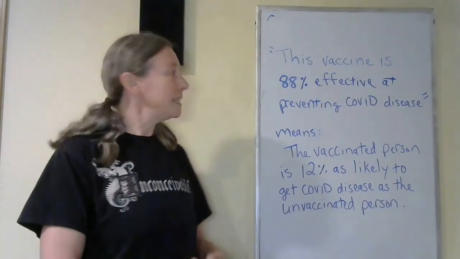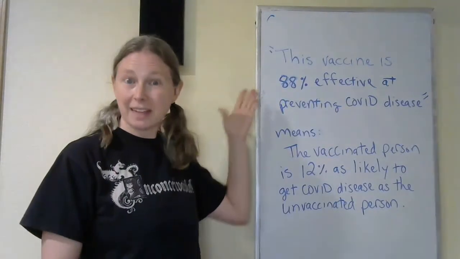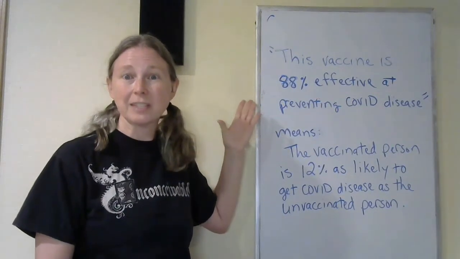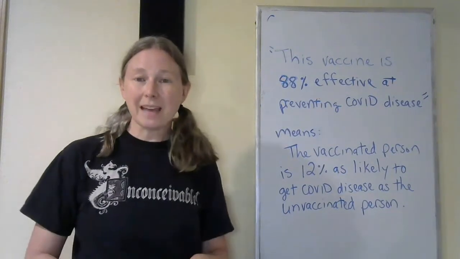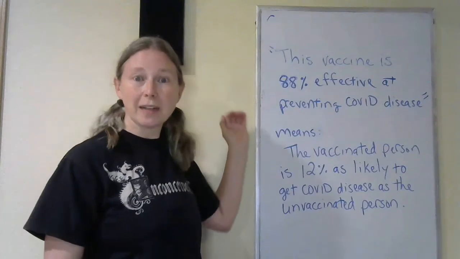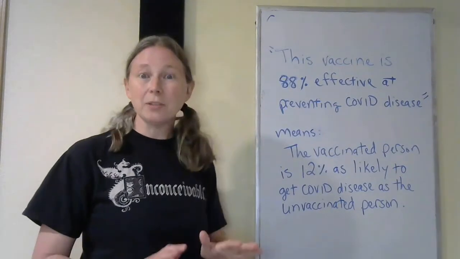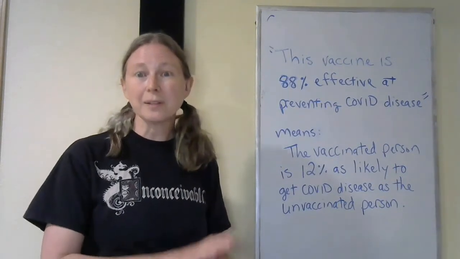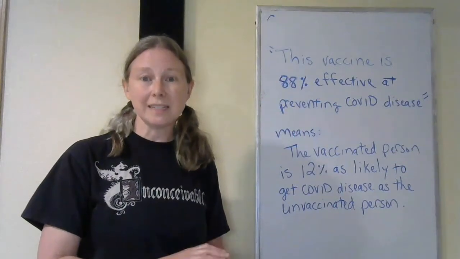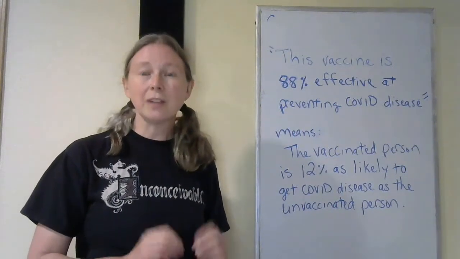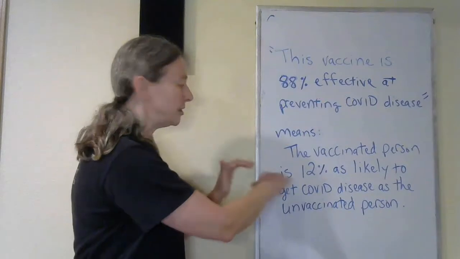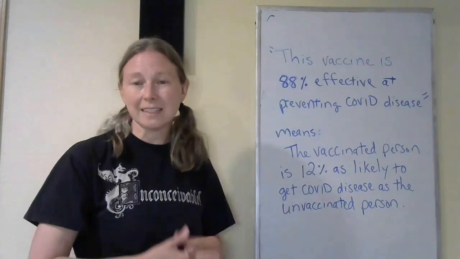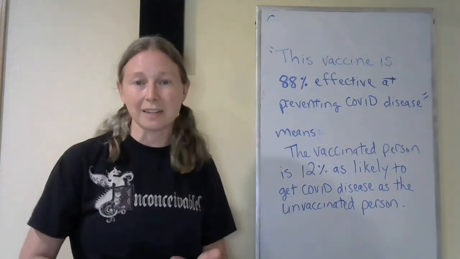So in closing, what does it mean when you see a statement like, this vaccine is 88% effective at preventing COVID disease? That means that you take the 88% and subtract it from 100%, and now you know that the vaccinated person is 12% as likely to get COVID disease as the unvaccinated person. You have cut their risk by a huge amount, so now they're less than a sixth as likely to get COVID disease as an unvaccinated person.